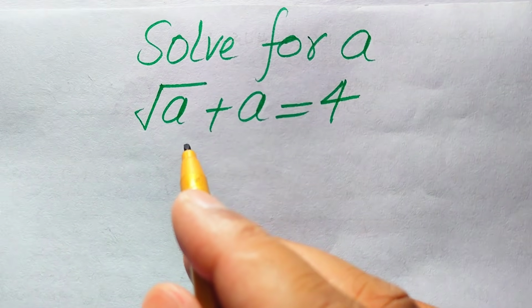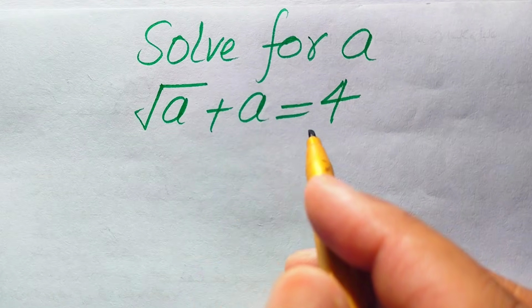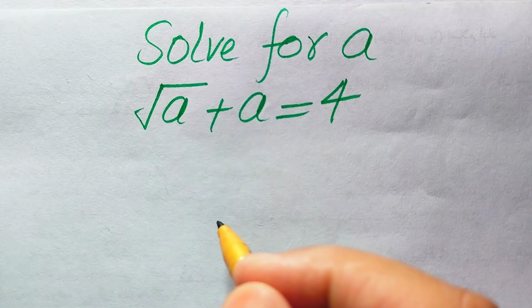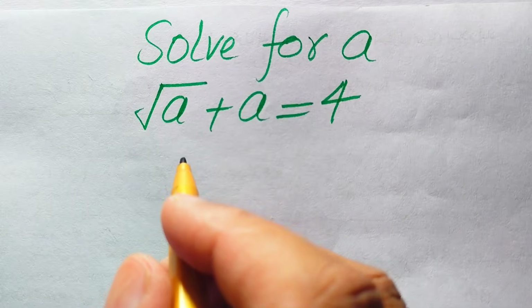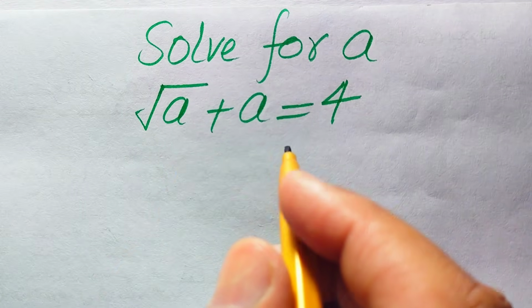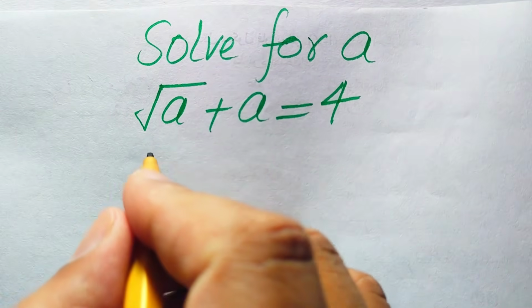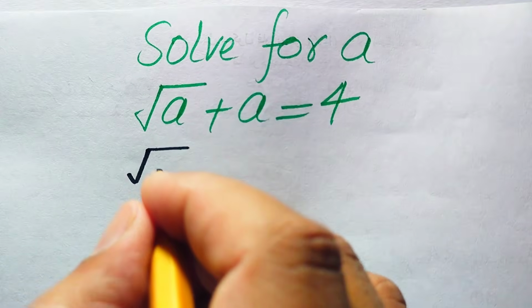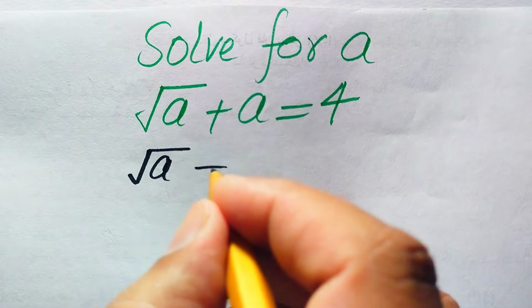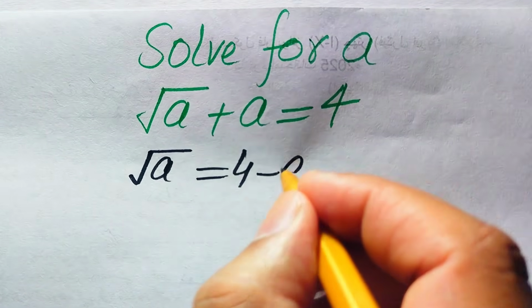So we have the square root of a plus a equals 4, and we solve this problem for all the values of a. Here, first we find an interval in which the solution of this equation lies. First we move this a to the right-hand side and we get the square root of a equals 4 minus a.